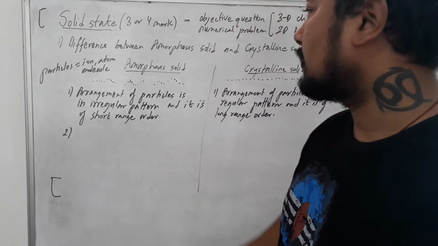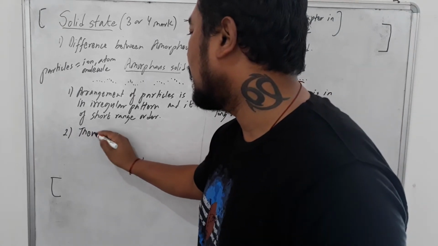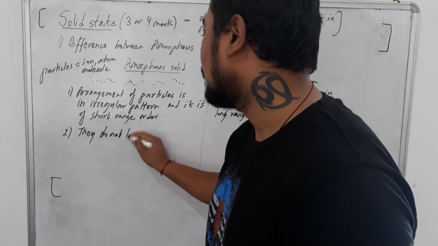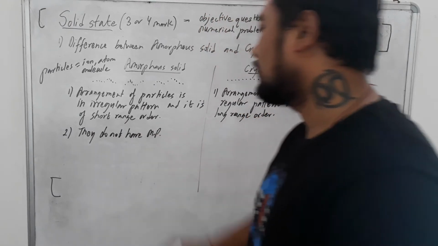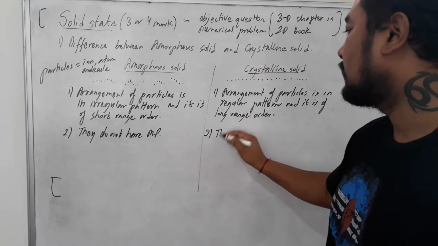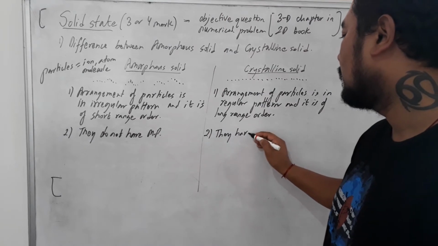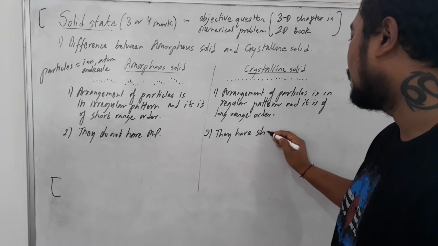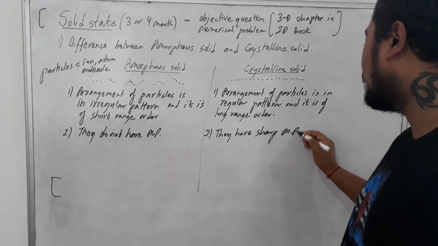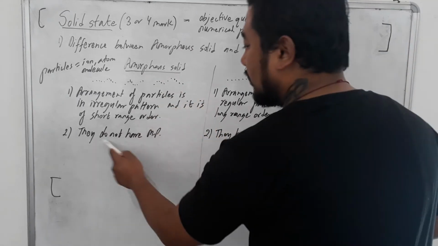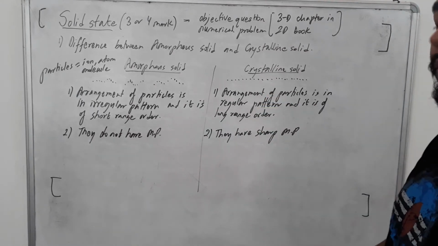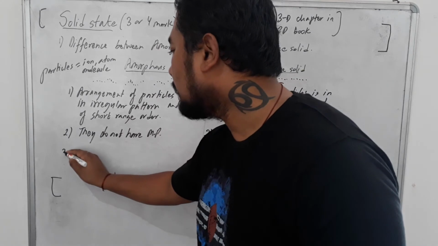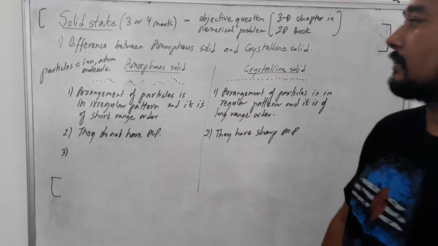Now do remember, next, amorphous solids do not have a sharp melting point, whereas crystalline solids have a sharp melting point. So do remember, the second difference is that amorphous solids do not have a sharp melting point, whereas crystalline solids have a sharp melting point. So this is the number two difference.